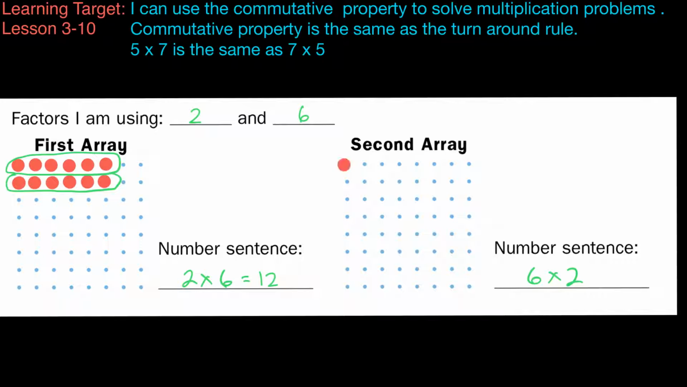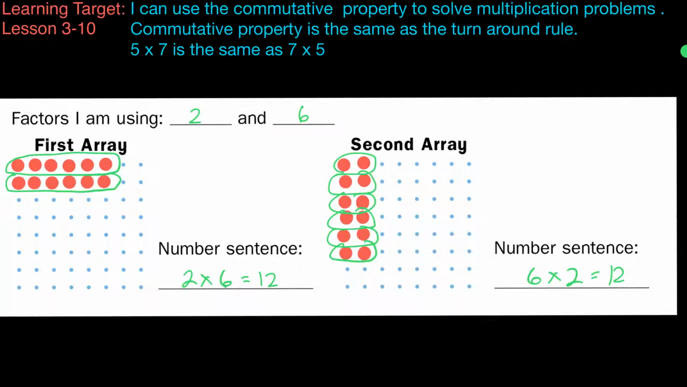So I've got 6 rows, 1, 2, 3, 4, 5, 6. So I've got 6 rows, 2 in each row. And this would be a time when I can count by my 2s. And I could go 2, 4, 6, 8, 10, 12. And I get the same answer.